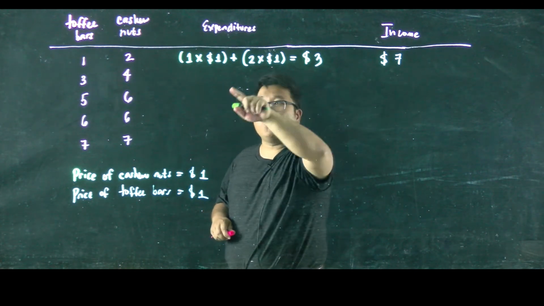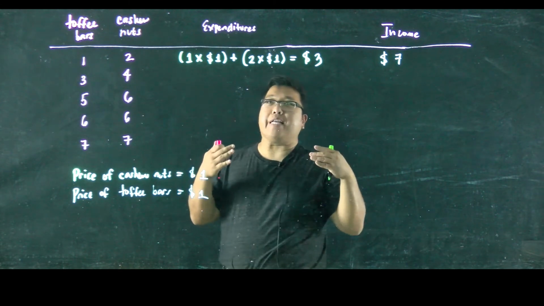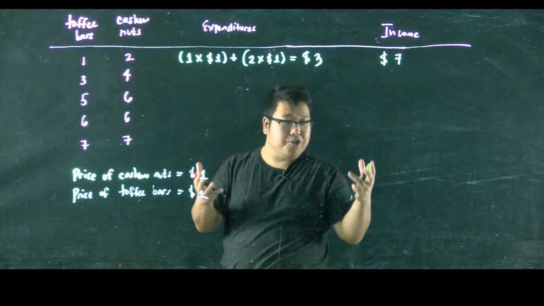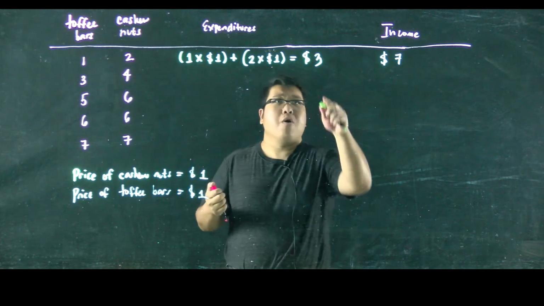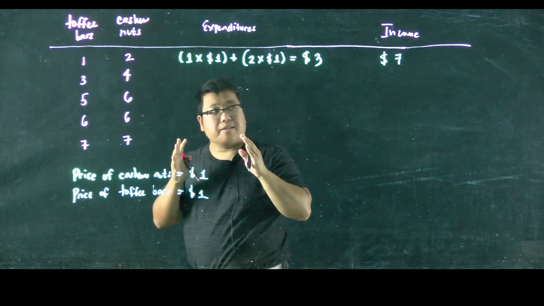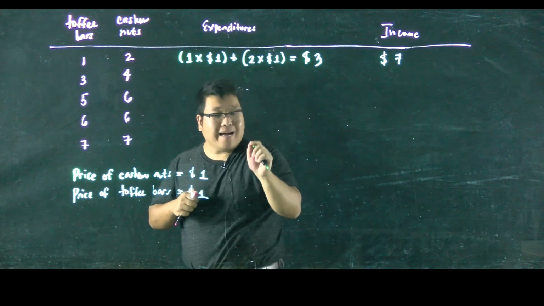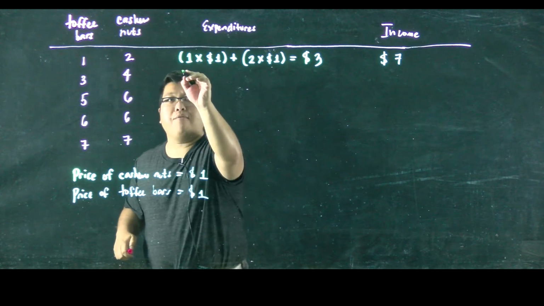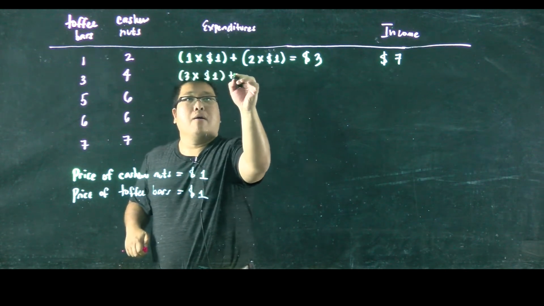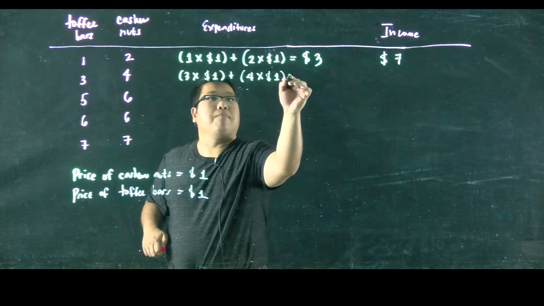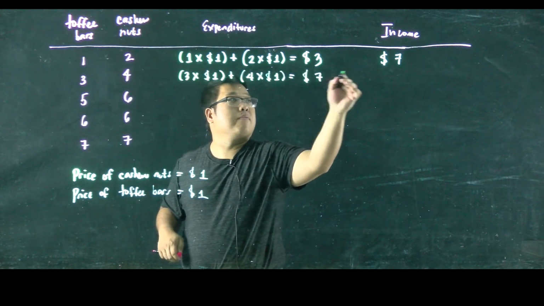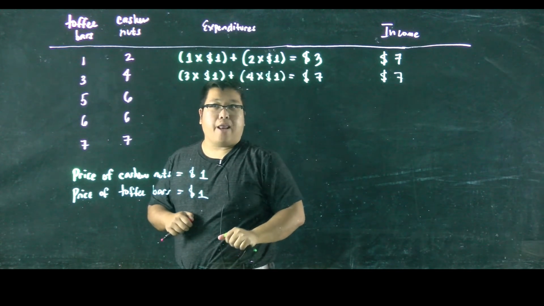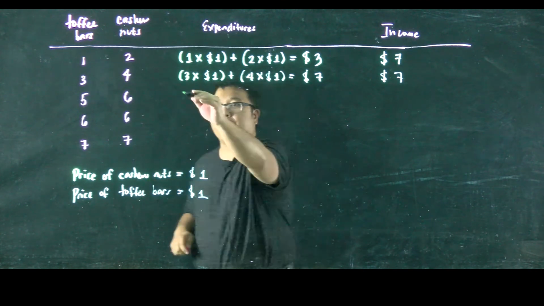However, this consumer can still improve, meaning that this consumer can still purchase more toffee and cashew. In this way, he or she can use all of the budget and still satisfy the first criteria. So although $3 is fine, it satisfies our income, it's suboptimal. It's not the optimal combination. So let's look at the other combination. So we have here 3 times $1 plus 4 times $1, and we have here $7. So clearly, we see that it's equal to this consumer's income.